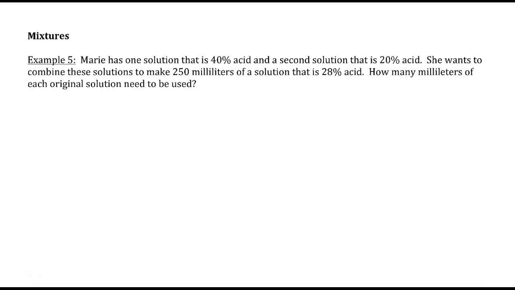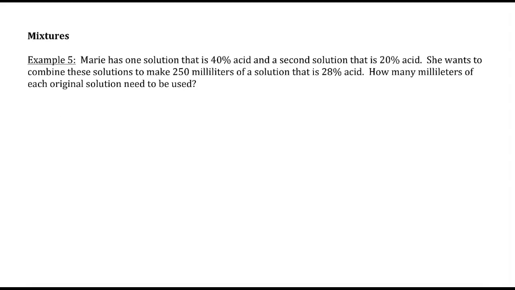In example 5, we are given that Marie has one solution that is 40% acid and a second solution that is 20% acid. She wants to combine these solutions to make 250 milliliters of a solution that is 28% acid. How many milliliters of each original solution needs to be used? Hopefully this situation makes sense to you. She needs a 28% solution, but her only options are 40% and 20%. So she needs to figure out how much of each she should mix together to end up with the right amount with the right strength.